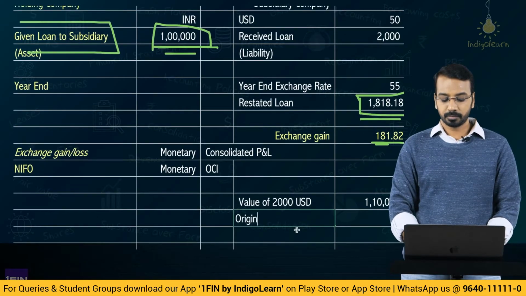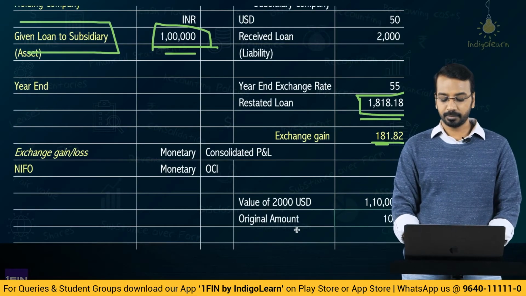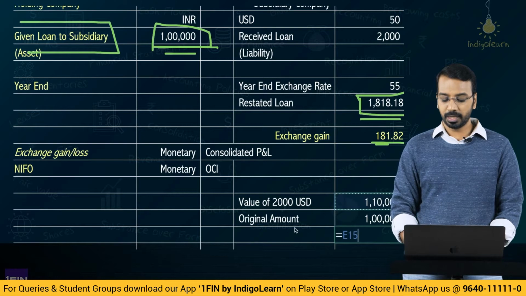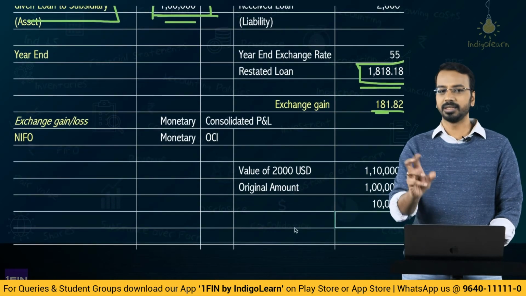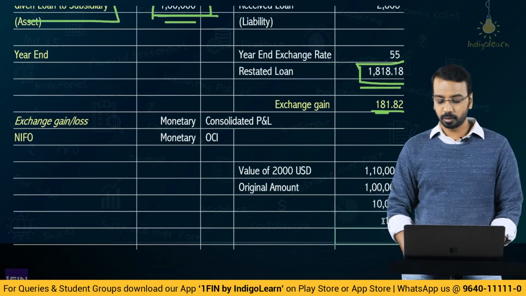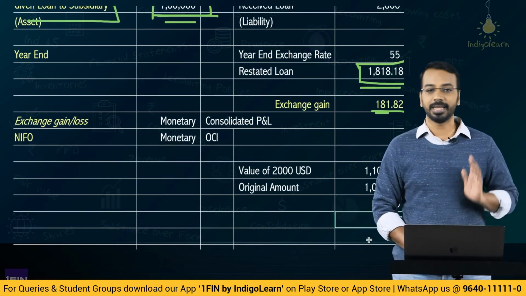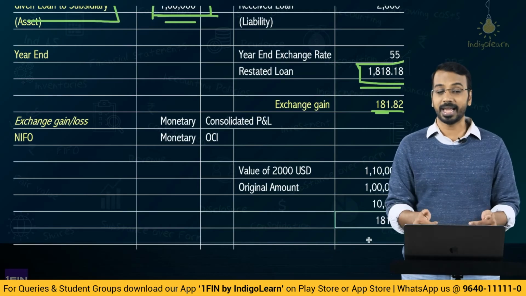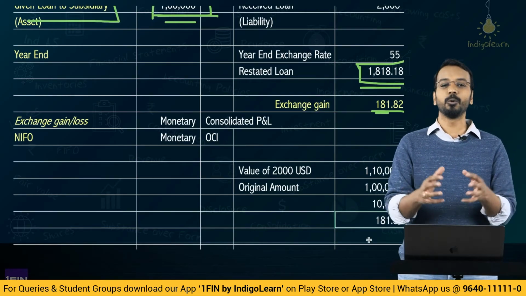Okay, original amount is 1 lakh. So, you actually have made a gain of 10,000, basically the exchange gain, and if you translate it at the closing rate, what do you get? You get the same 181.82. So, that is the logic what you need to understand when we talk about intra-group transaction.